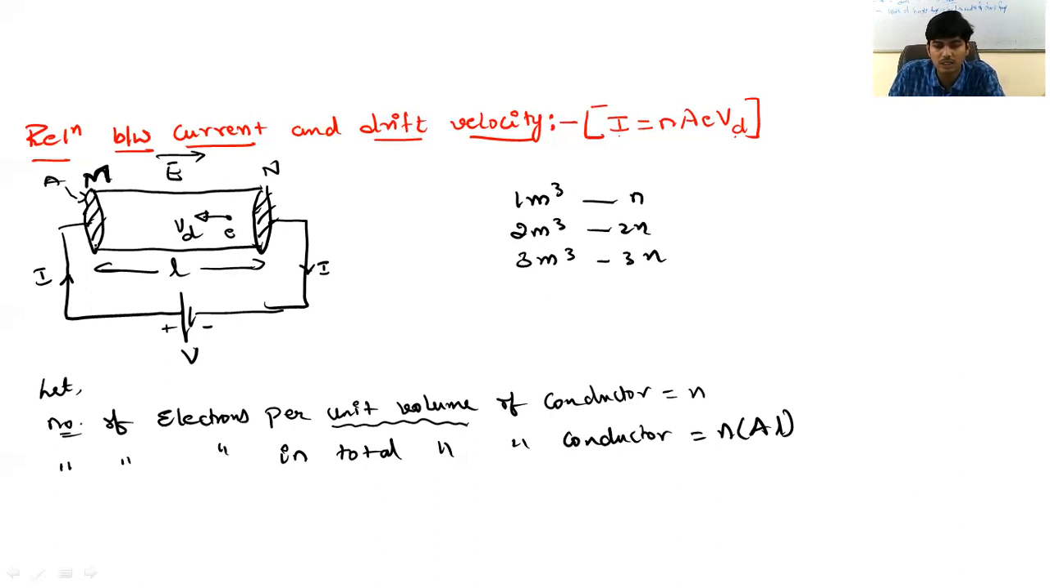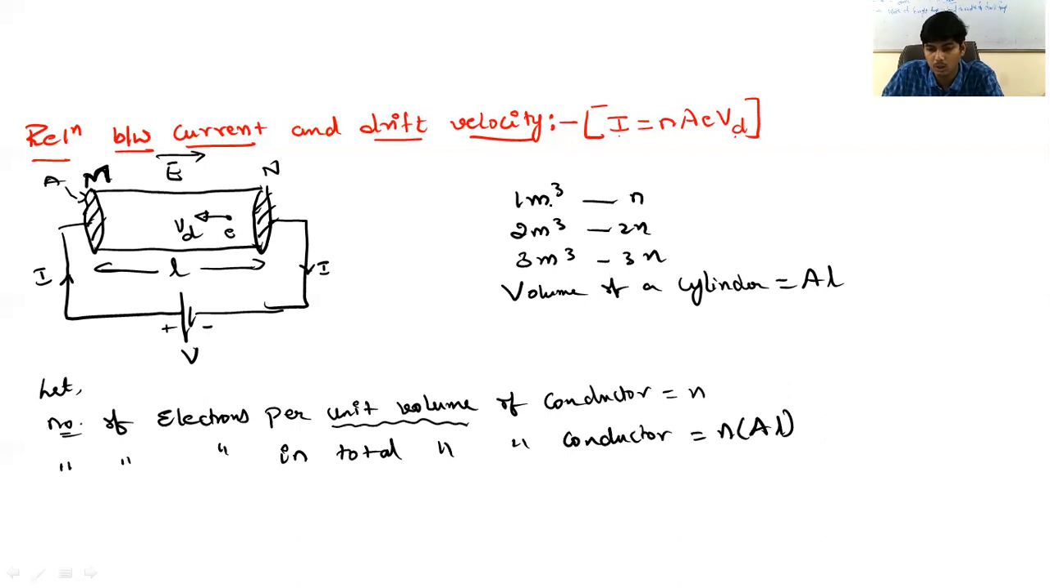Here, the conductor we have considered is cylindrical in shape. Volume of a cylinder is area into length, A into L. Volume of cylinder is A into L.